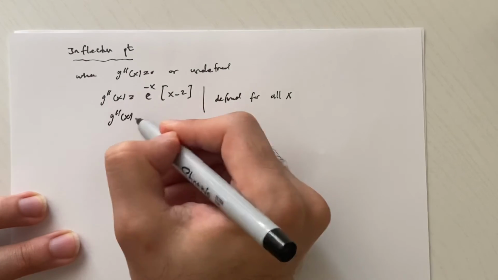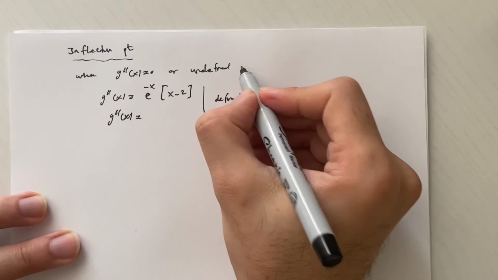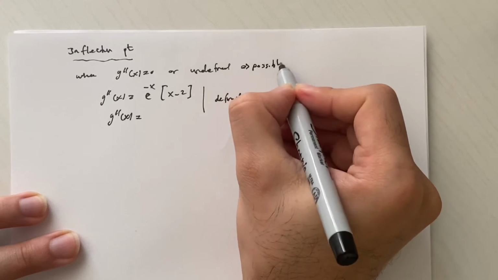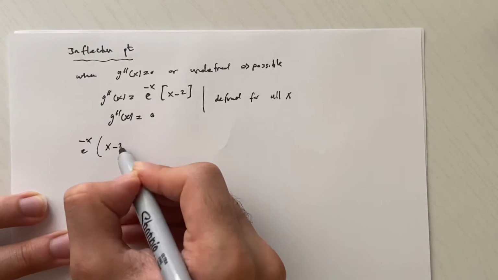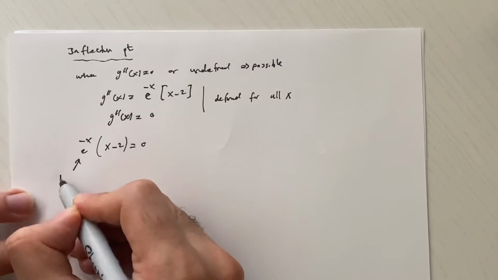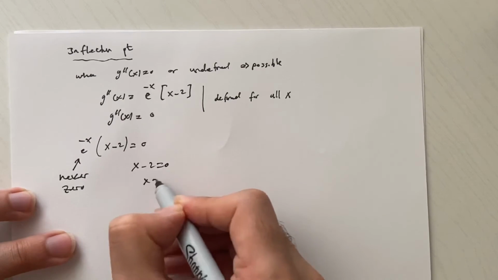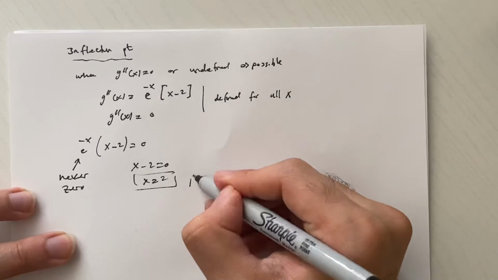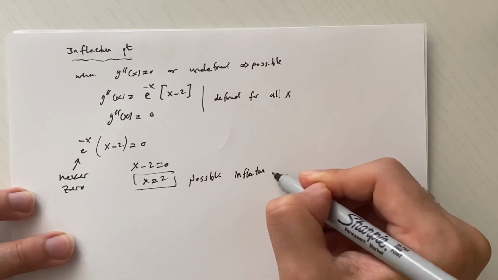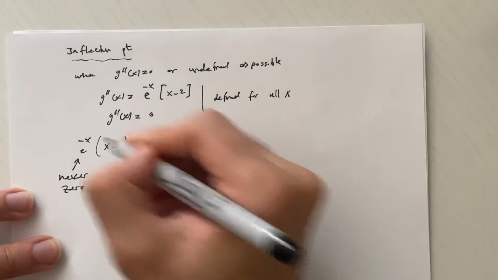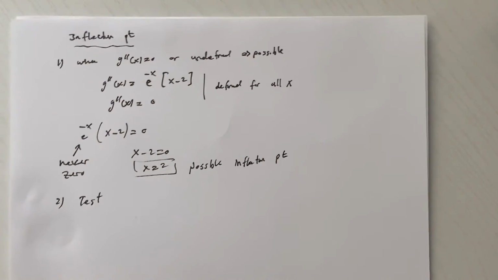So now what we have to care about is where the second derivative is equal to 0. So the second derivative is going to be equal to 0 where e to the minus x times x minus 2 equals 0. Notice this term, e to the minus x, is never 0. So it's only going to be x minus 2 equal to 0. Then that will result in x equal to 2. x equal to 2 is a possible inflection point. So we have to test if it's actually an inflection point.